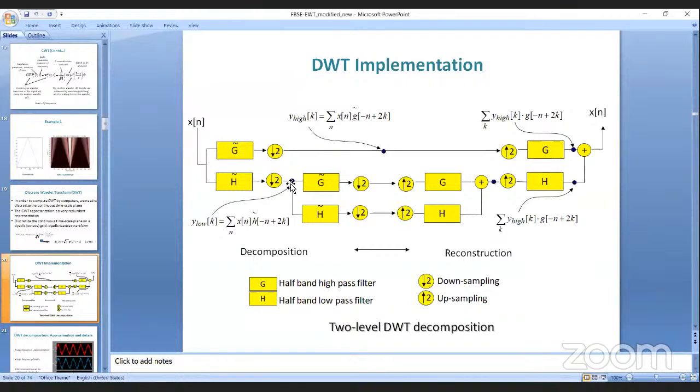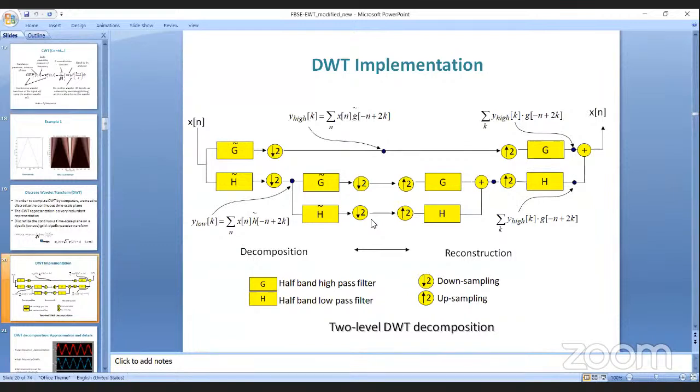And again, we can decompose this approximation into two parts, approximation and detail. So that is two levels. When you decompose into two levels, you will have the first detail, then the second detail and second approximation. So when you are decomposing to two levels, there will be 2 details and 1 approximation. So this is the basic concept of DWT.